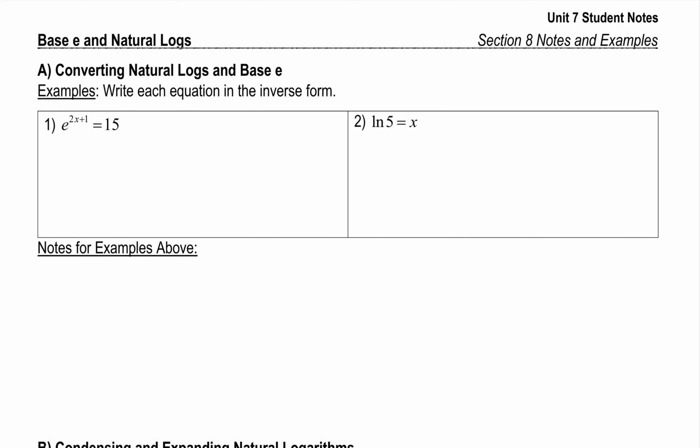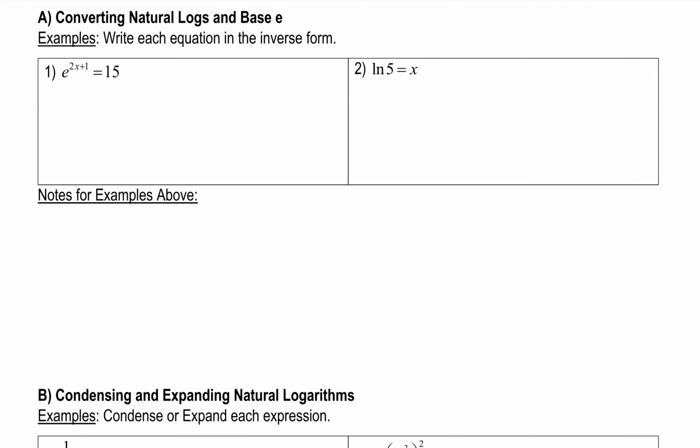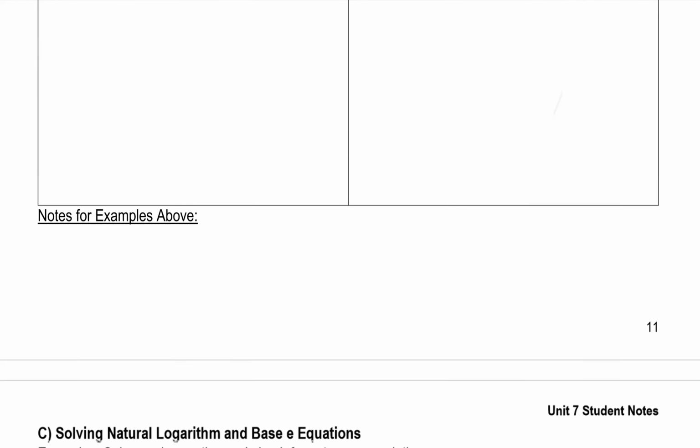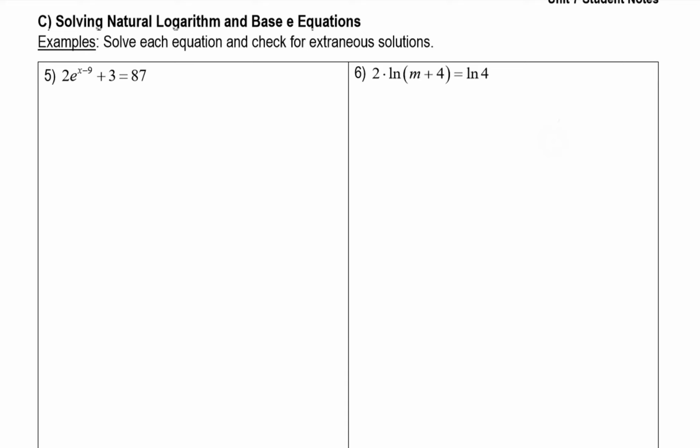This is Unit 7, Section 8, Base E and Natural Logs. Now yeah, the base E, that's not a typo, it's actually an E. E is an irrational number. You can see it all over the paper here. I have E, well not there, but there's E again.